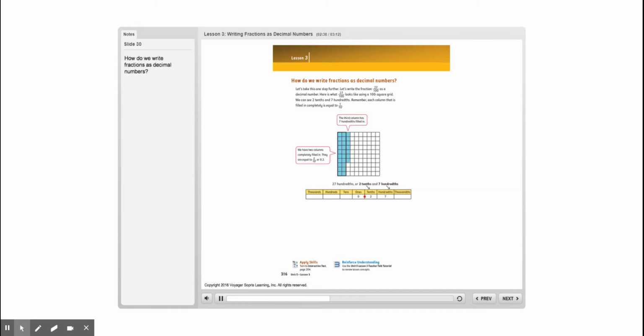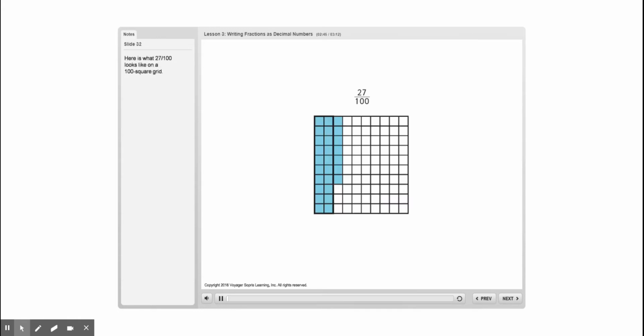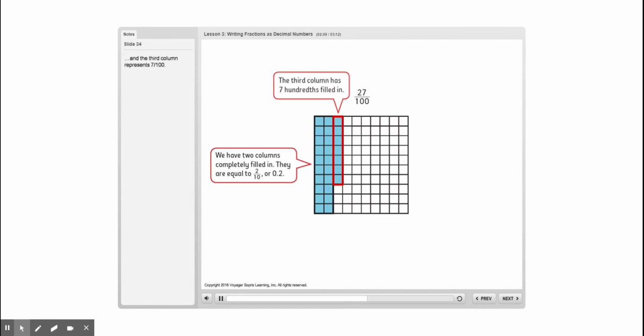How do we write fractions as decimal numbers? Let's write the fraction 27 hundredths as a decimal number. Here's what 27 hundredths looks like on a 100 square grid. The two columns that are completely filled in represent 2 tenths. And the third column represents 7 hundredths.